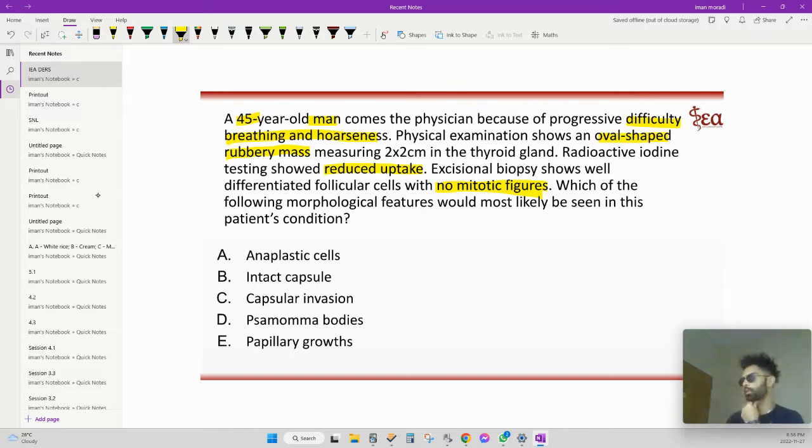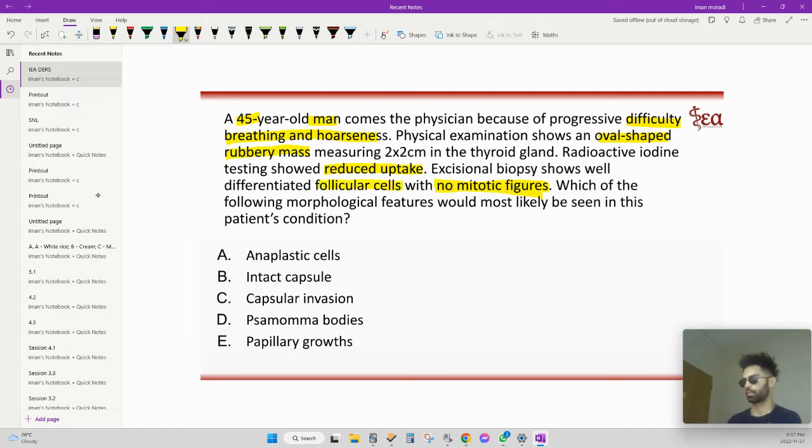45-year-old man comes to the physician because of progressive difficulty breathing and hoarseness. Physical exam shows an oval-shaped rubbery mass. So, some sort of mass around the thyroid, around the neck, that causes problems with breathing and interferes with the nerves. And the mass has reduced radioactive iodine uptake. Biopsy shows no mitotic figures. That means the cells aren't dividing. Which of the following morphological features is most likely seen in this patient?